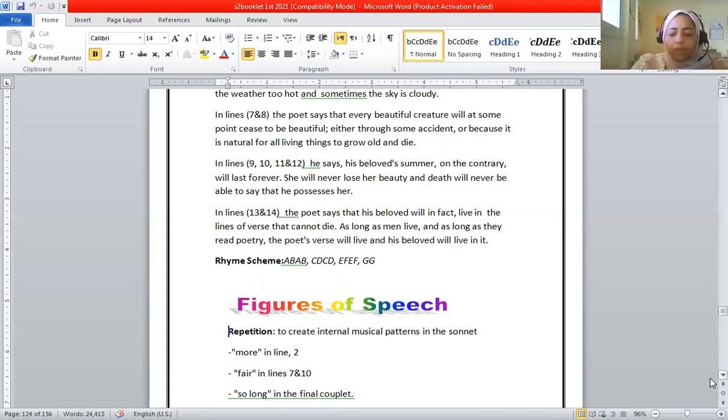In lines 13 and 14, the last two lines, he says, "So long as men can breathe or eyes can see, so long lives this, and this gives life to thee." The poet says that his beloved will in fact live in the lines of verse that cannot die. As long as men live and as long as they read poetry, the poet's verse will live and his beloved will live in it.